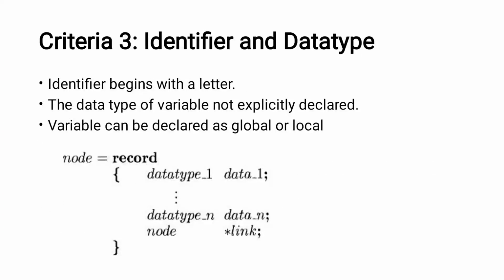Criteria number 3 is identifier and data type. Identifiers always begin with a letter. The data type of a variable is not explicitly declared. A variable may be declared as a global variable or as a local variable. For example, node equal to record, we always start with the braces. In a statement, we can use the data type along with the data, ending with a semicolon. After the data types, it can have a pointer, a string, and it will end with the braces.